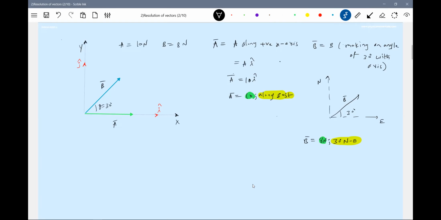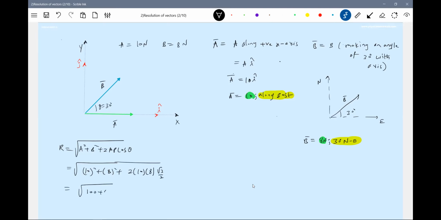You know the vector addition, the parallelogram law of vector addition. What is the formula? R bar is equal to root of a square plus b square plus 2ab cos theta. A square value: 10 square, 8 square, 2 times 10 times 8 cos 30, root 3 by 2. 100 plus 64, 80 root 3. Finally this is 164 plus 80 root 3. I have to do the calculation.